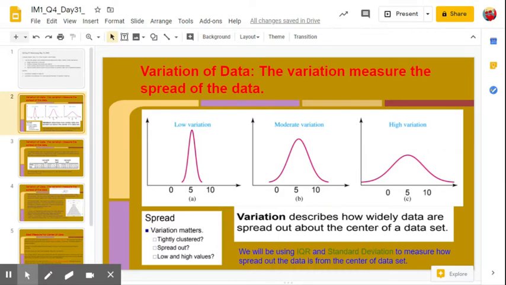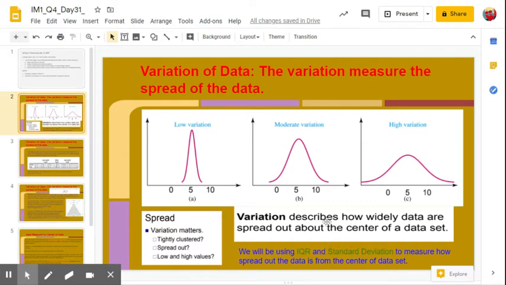Now we have two different measurements that we use for measuring the spread of the data. One we've already talked about, which is the IQR, the interquartile range. And then we have a new one for today, standard deviation. Just like we have two measures for center that we've been using, mean and median, we're going to have two measures for the spread of the data, which are the IQR and standard deviation.